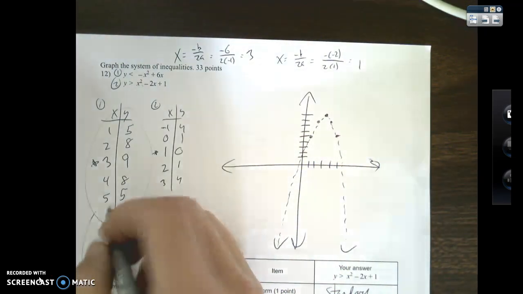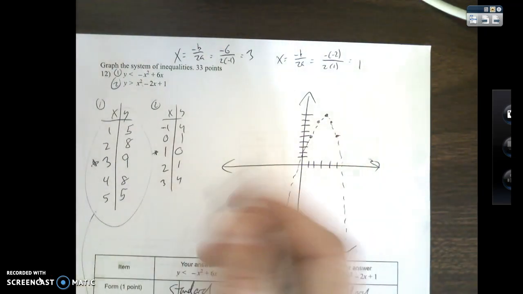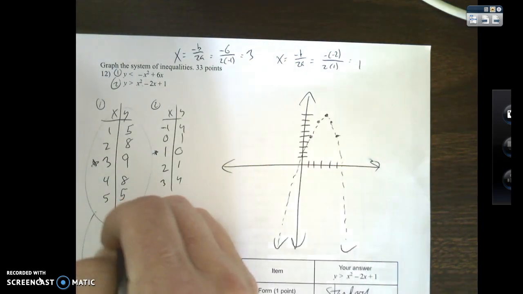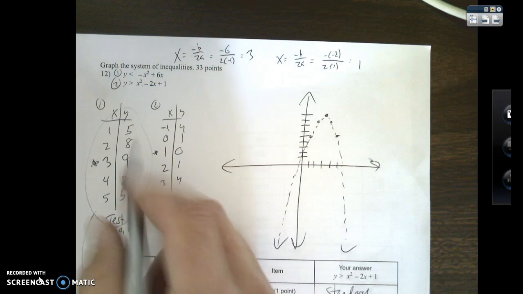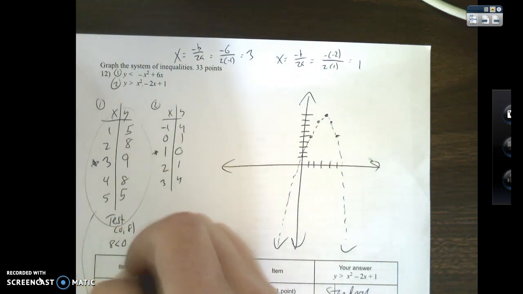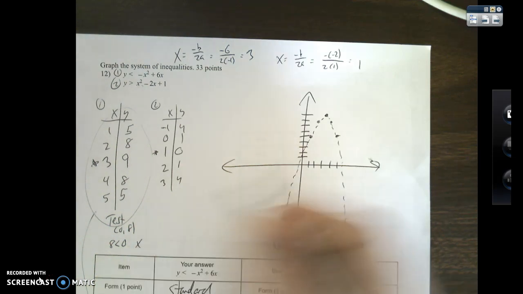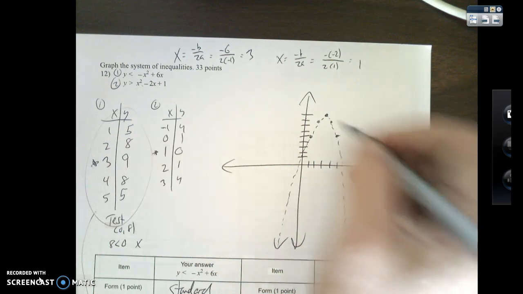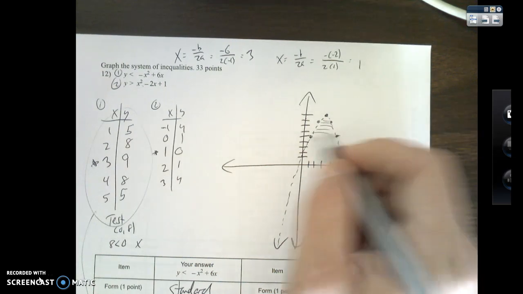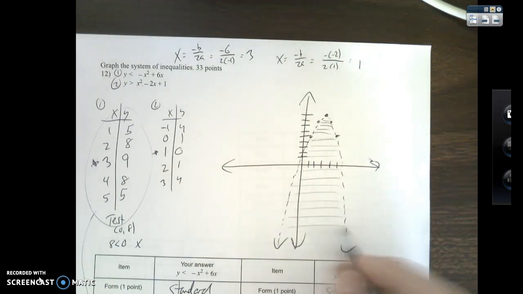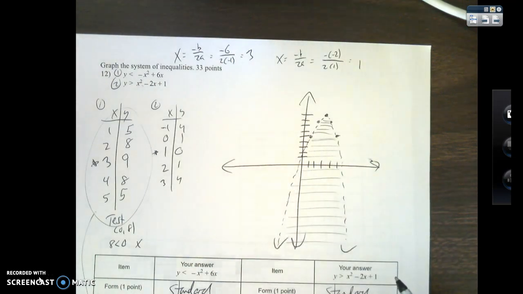Okay, I'm going to do a test point. I'm going to do 0, let's say 8, which is up here. So I'm going to test 0, 8. Is 8 less than 0? No. So this point does not work. So that means I'm shading inside of this. Okay, so I'm picking a direction to go in. I'm going to go this way. Okay, that was my first one.